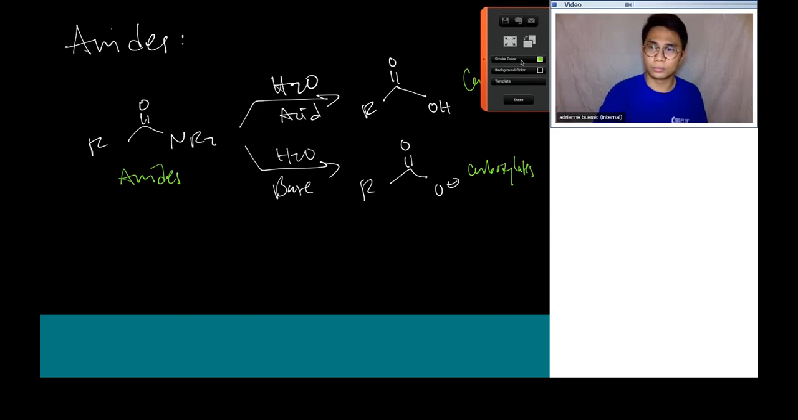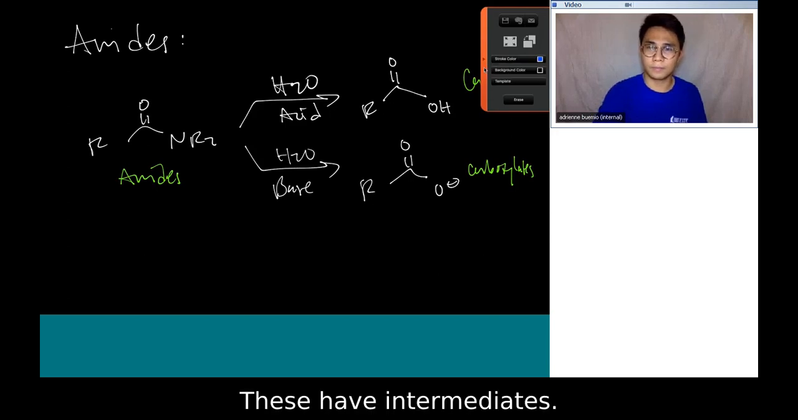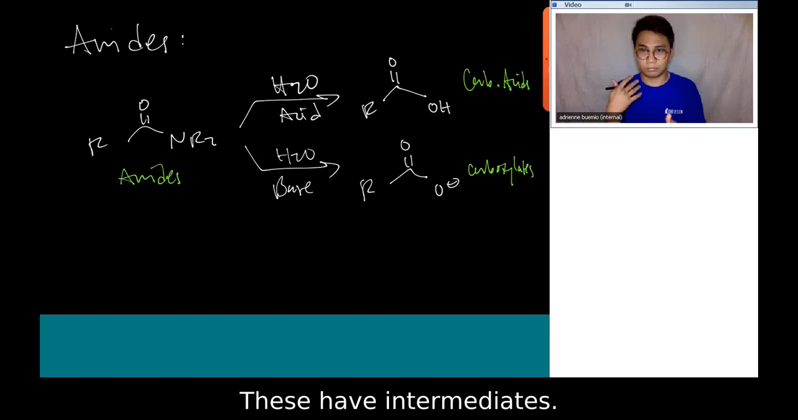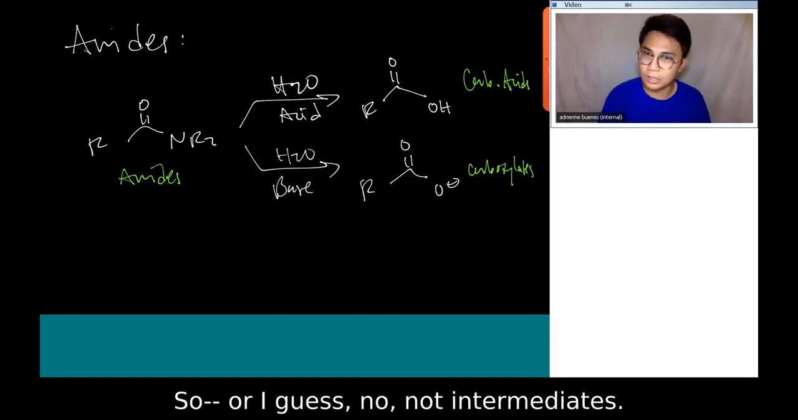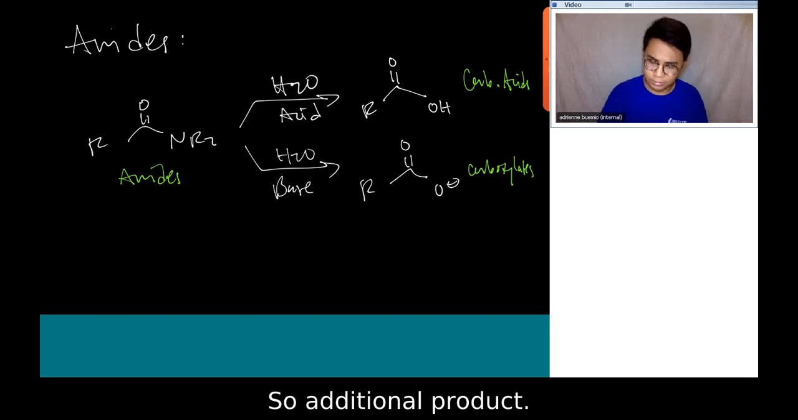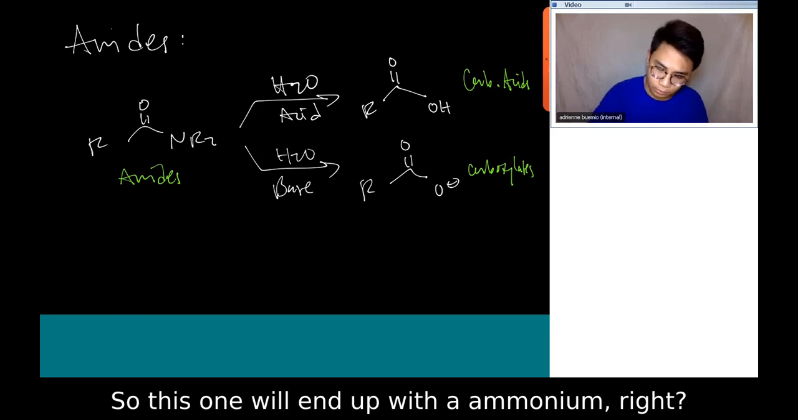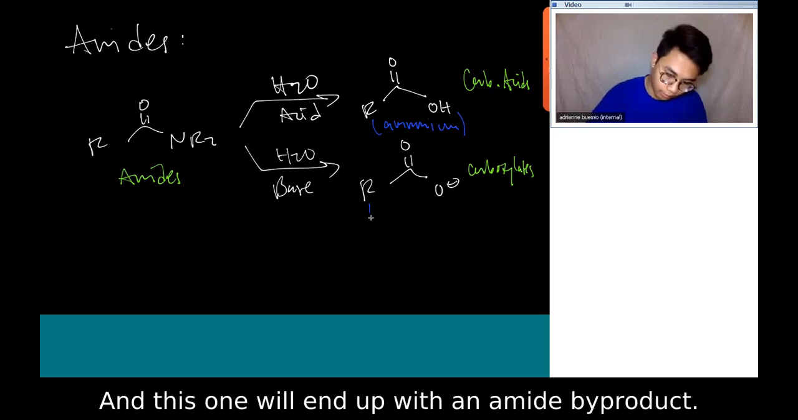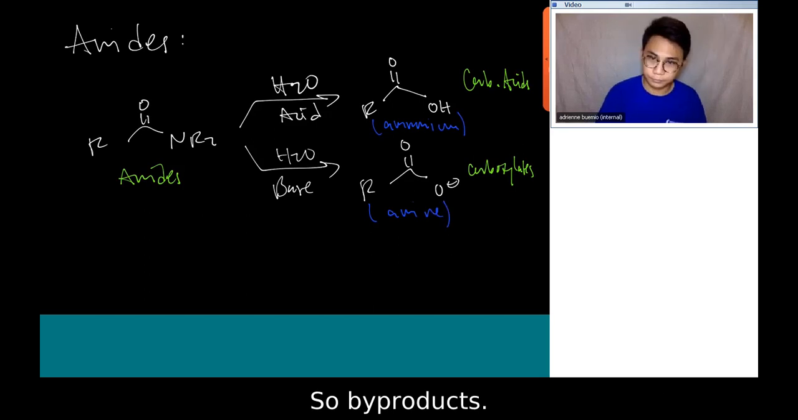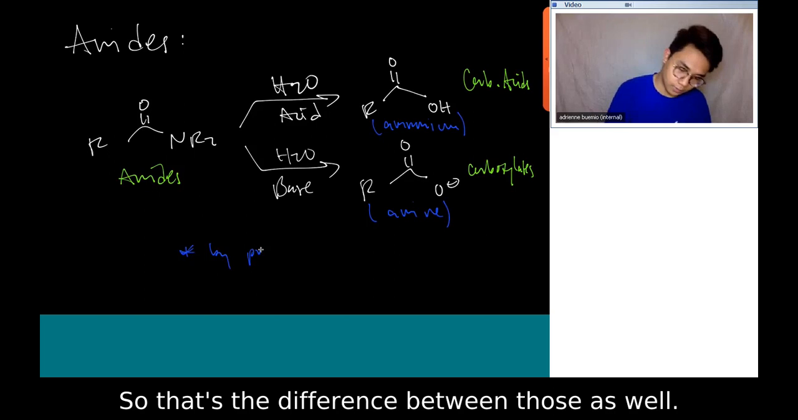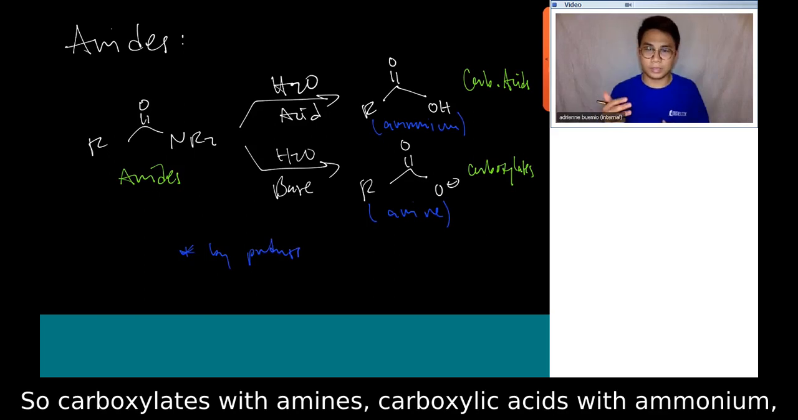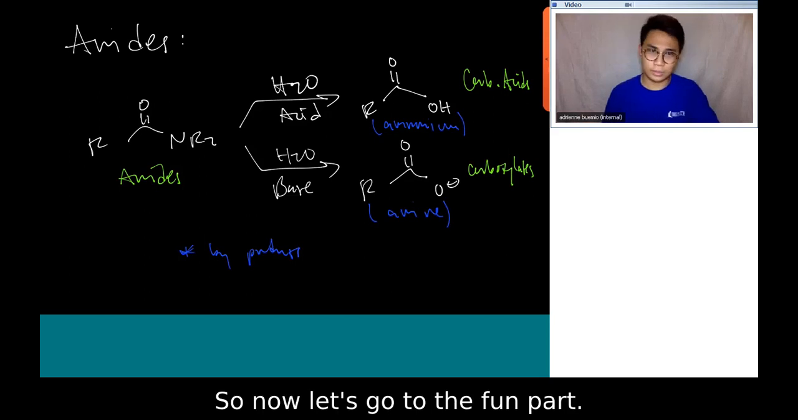So these have byproducts, additional products. This one will end up with an ammonium, and this one will end up with an amine byproduct. So that's the difference between those as well. So carboxylates with amines, carboxylic acids with ammonium, right? So now let's go to the fun part.